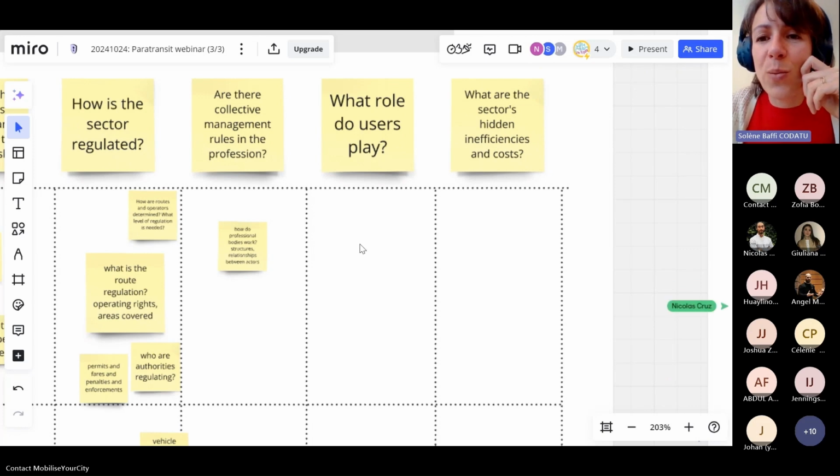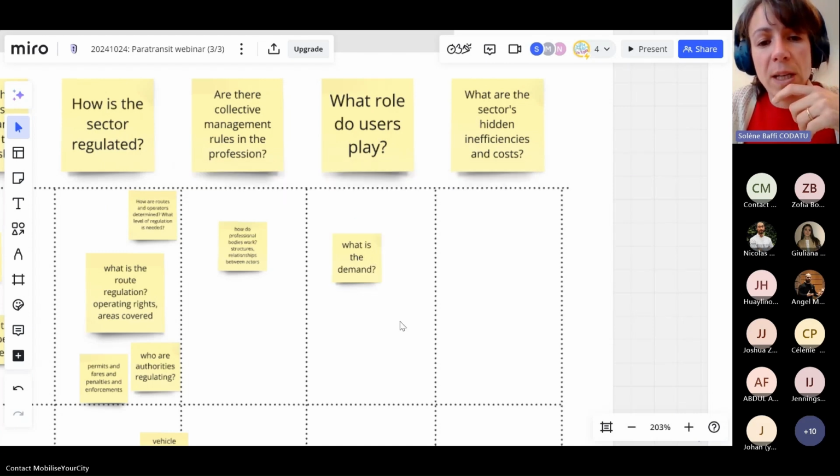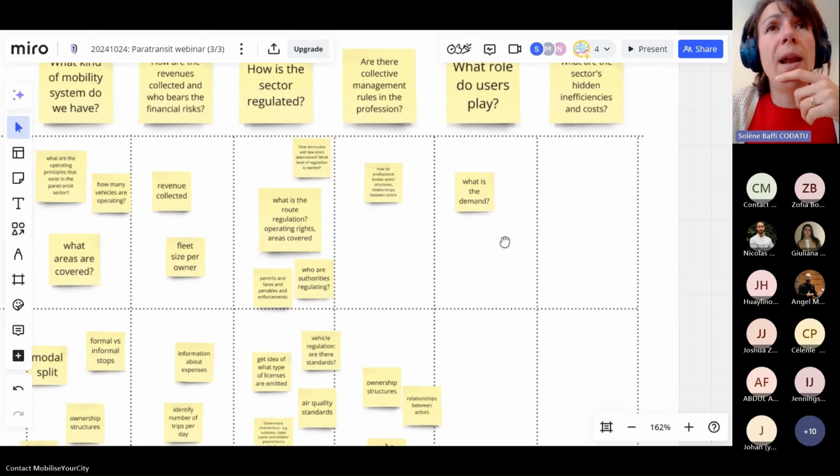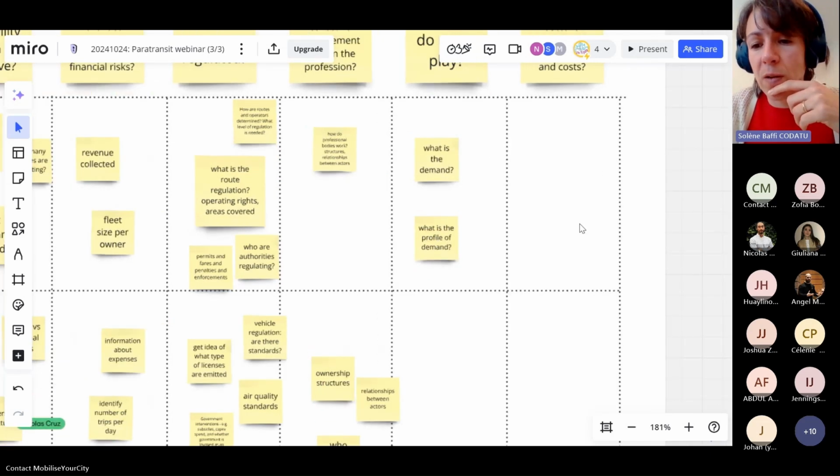However, they often tend to be undermined or minimized in the way the sector works. So an important piece of information is, of course, to understand what is the demand. So how many people are using paratransit services? Then it's of course also very interesting to figure out what is the profile of the demand, and especially if we are in the context of captive passengers, or people that do choose to use paratransit services.